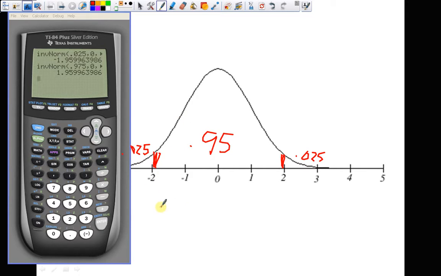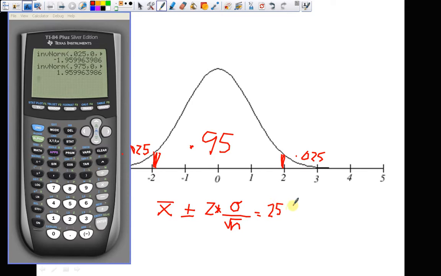What we call z star. So let me do this. We have x bar, which is our sample mean, plus what we call z star times the standard deviation of the population divided by the square root of n, because this thing is the standard deviation of the sampling distribution of x bar, how those sample means differ from one another.